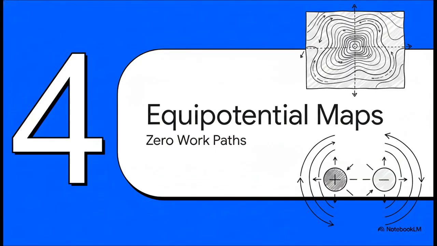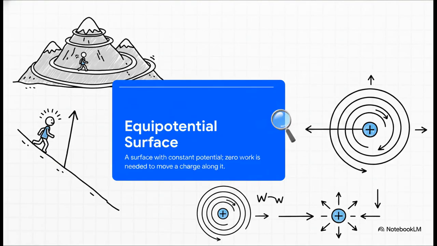Okay, let's jump to part 4, mapping equipotential surfaces. Since all these potentials are completely invisible to us, physicists map them out kind of like how cartographers draw contour lines on a topographic map. An equipotential surface is exactly what it sounds like, a surface with a constant value of potential at every single point. Because the potential is the same everywhere on it, the potential difference between any 2 points is exactly 0, which means it takes absolutely 0 work to move a test charge along the surface.